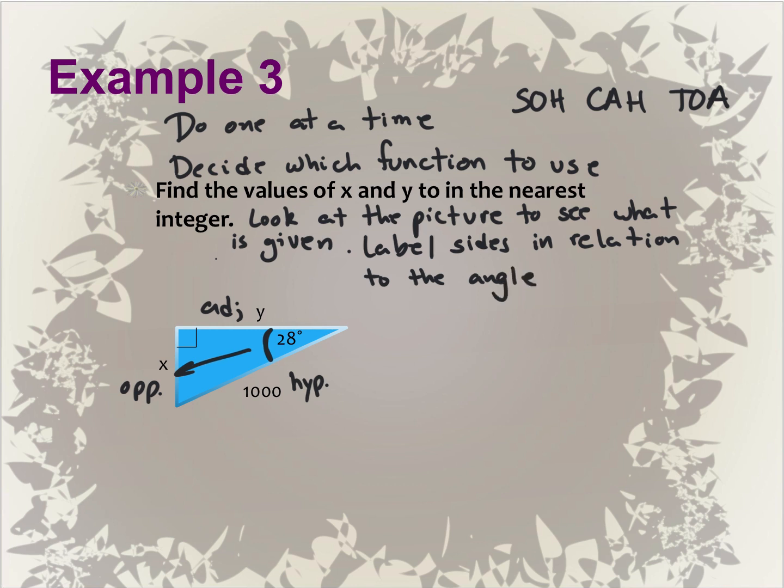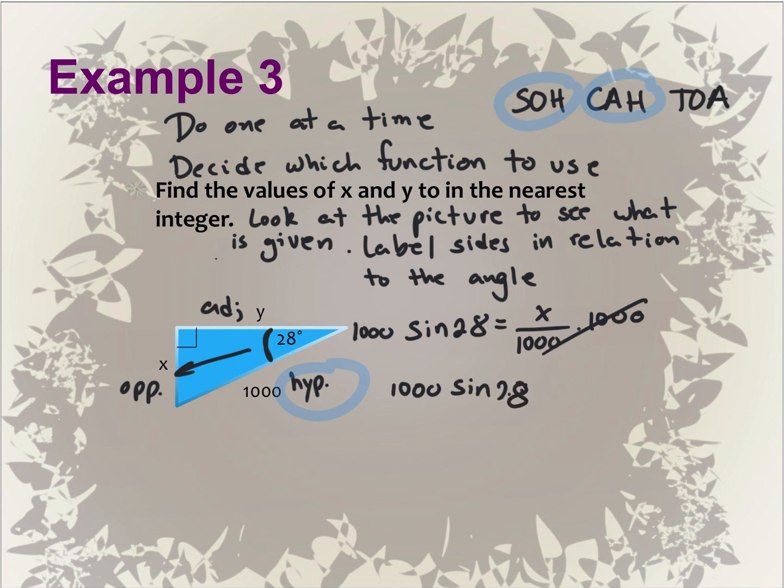So since we're doing it in relation to the angle 28, and we have adjacent and opposite to choose from, and we are given the hypotenuse, I want to make sure I use sine and cosine, because those have opposite and adjacent, and we have the hypotenuse. So if I do sine of 28, the opposite is going to be x, which is what we're trying to find, over the hypotenuse, which is 1,000. Now, in order to solve this, I'm going to multiply by 1,000 on both sides. So I'm left with 1,000 sine 28 is equal to x. Now, I plug that into the calculator.